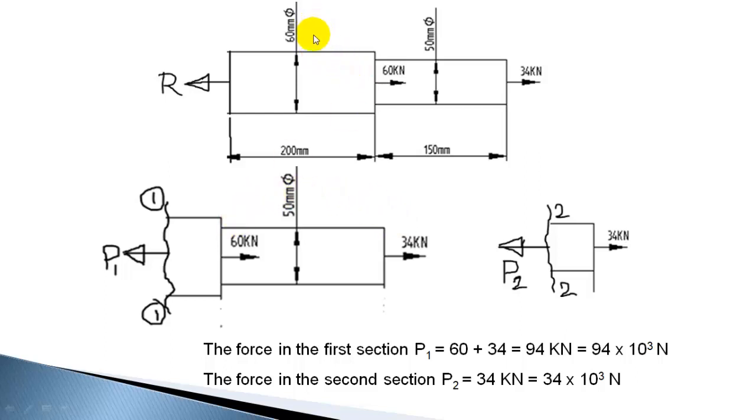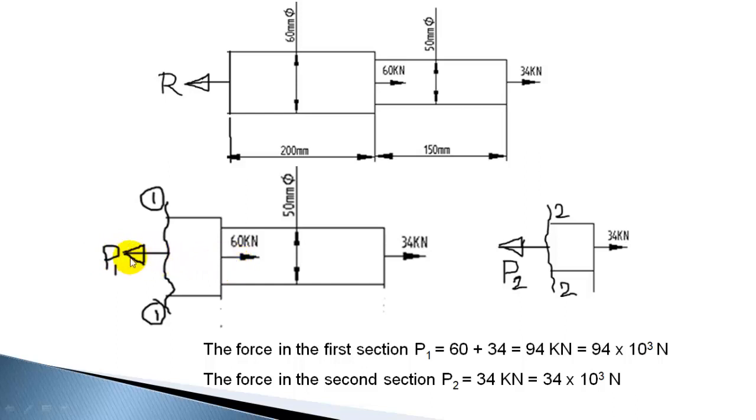Now when you consider this portion, for maintaining equilibrium there should be an internal force. That internal force I have shown here as P1. We need to find out the internal force acting in this first section. When you consider the free body diagram of this, I have shown the internal force towards the left, since both the forces are acting towards the right, so this should be towards the left.